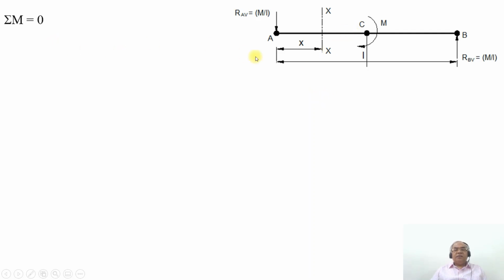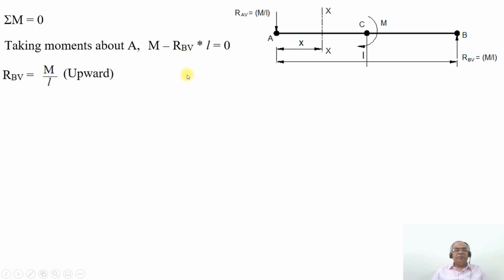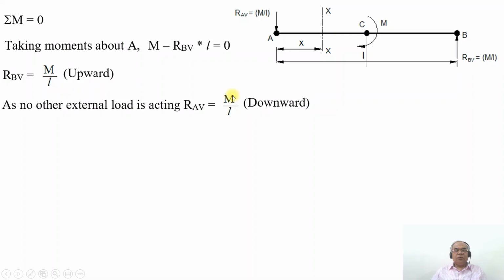Now, sigma M will be equal to 0. Taking moments about the point A: M clockwise couple minus R_BV into L will be equal to 0. So what is the reaction R_BV? The reaction R_BV will be positive M by L, therefore it is acting upwards. As there is no other external load acting, R_AV will be equal to M by L acting downwards, so minus M by L.